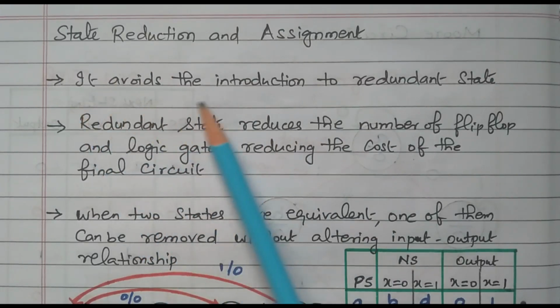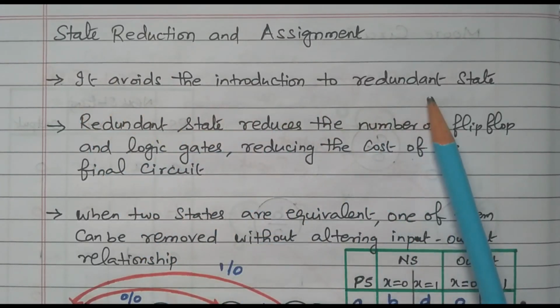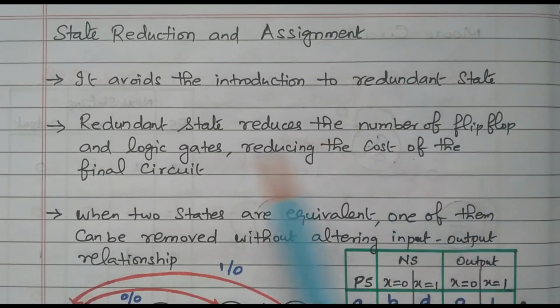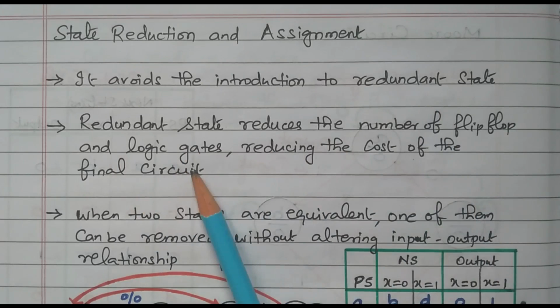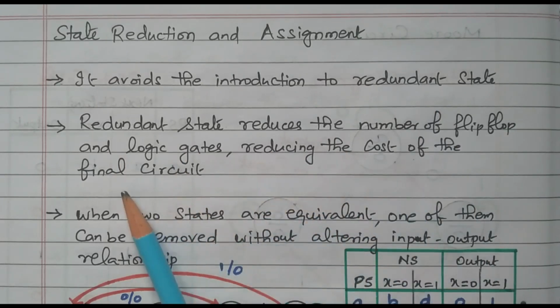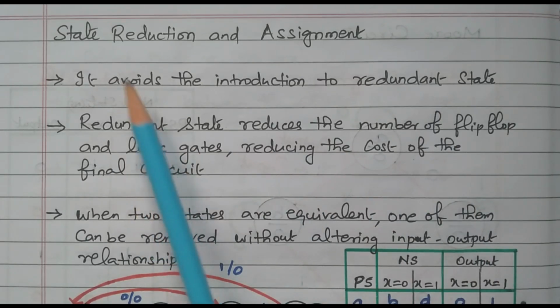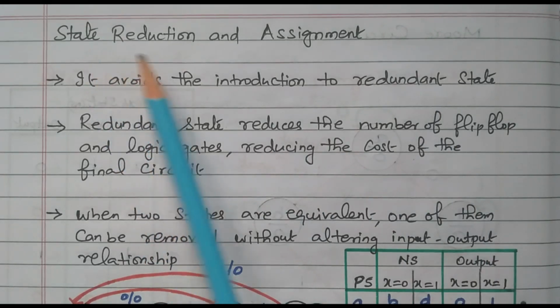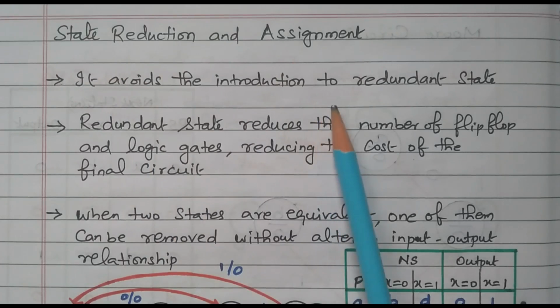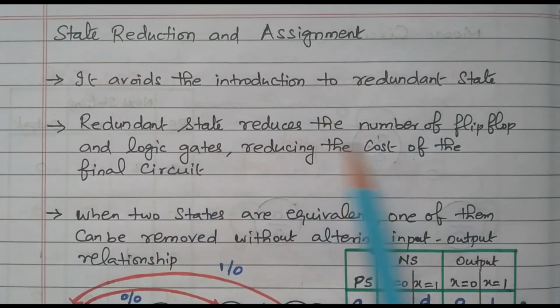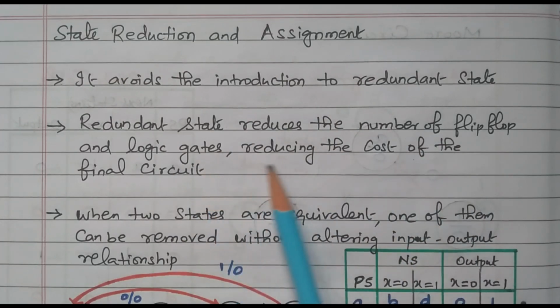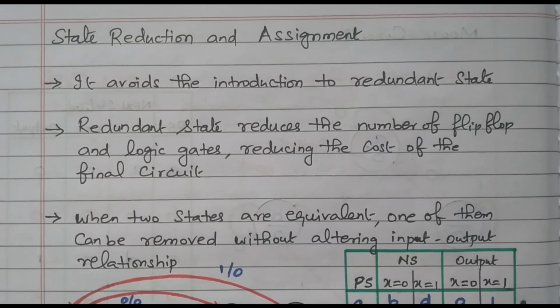So it avoids the introduction of redundant states. Repeated states can be avoided. Redundant states increase the number of flip-flops and logic gates, raising the cost of the final circuit, right? So while going through the state diagram, with the reduction of the state diagram and state assignment, repeated states can be avoided, so that we can reduce the number of flip-flops and logic gates, and the cost of the final circuit can be reduced, right?